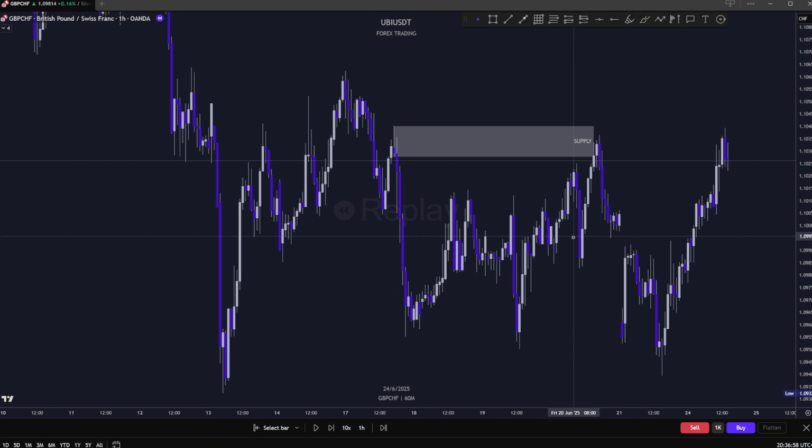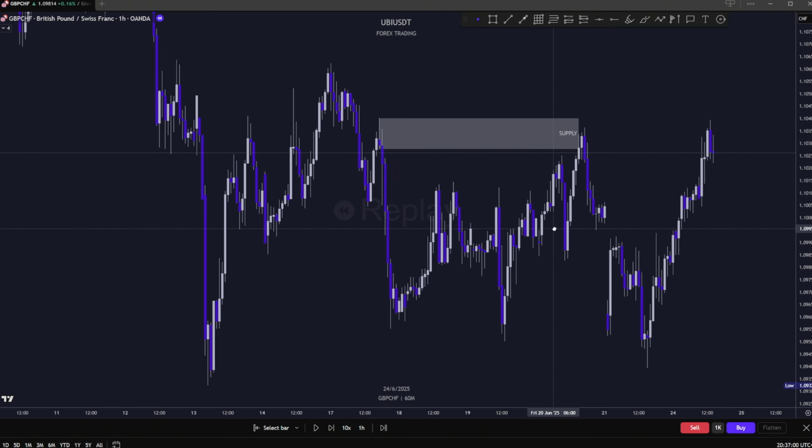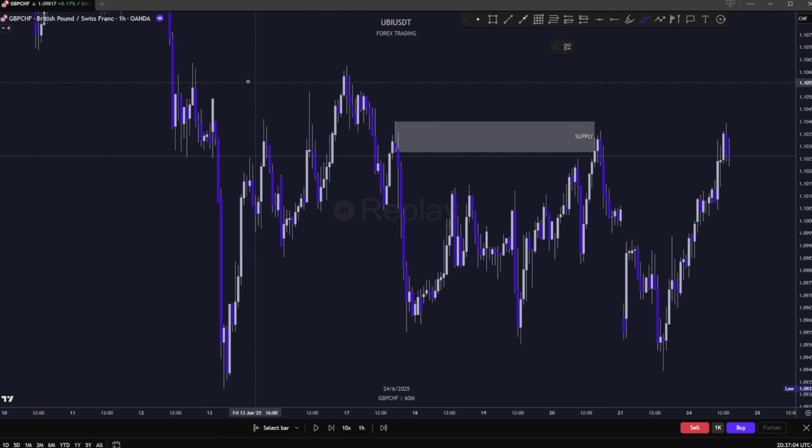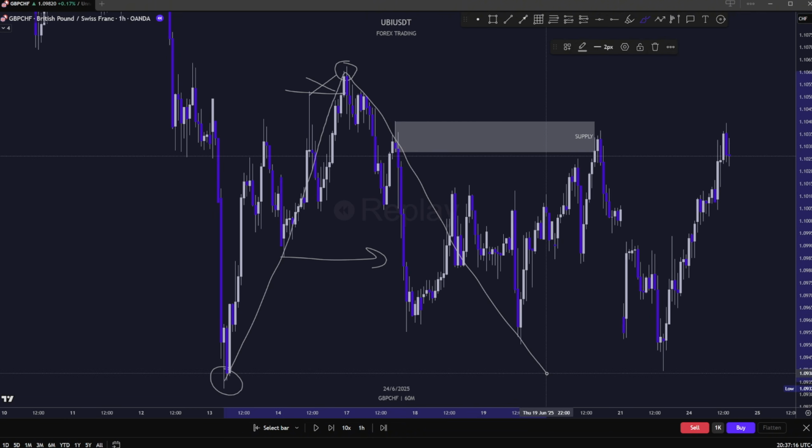The trend and order flow are telling me that it is bearish. Why? Because as you can see, price swept liquidity right here, and we broke the structure downside. So this is our minor breakout structure. We have lower low, lower high, lower low. So price is on bearish order flow.